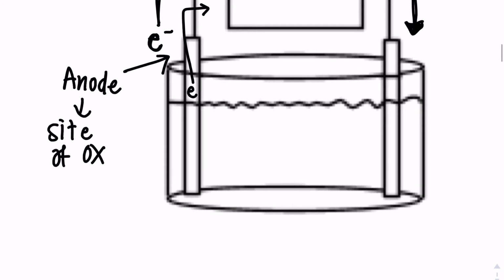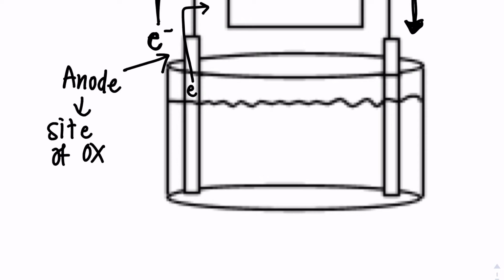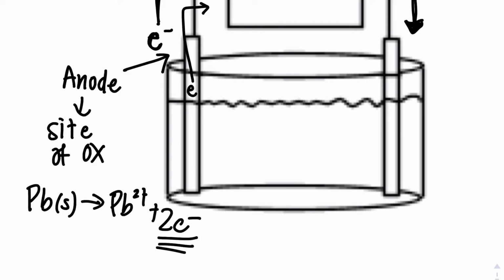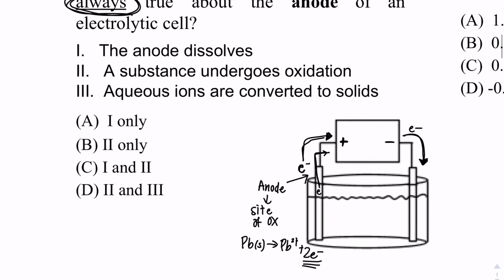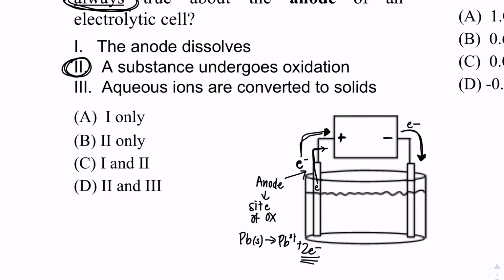For example, if you had lead solid, it will produce lead ions and 2 electrons. So it's producing 2 electrons, and these electrons will move up and over. So we know for sure that this is always true.